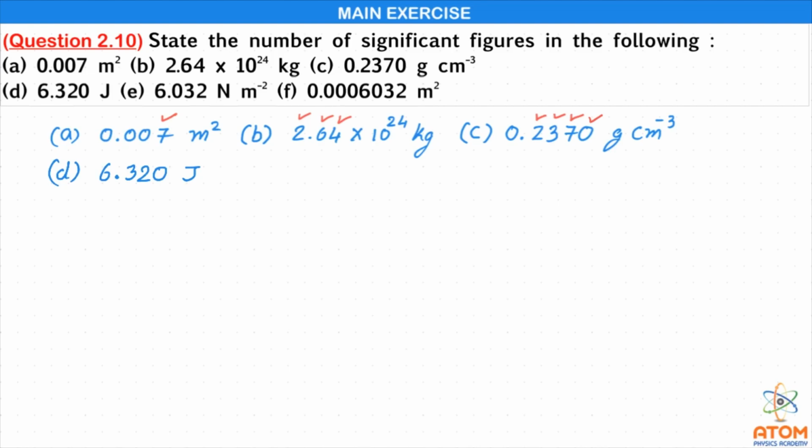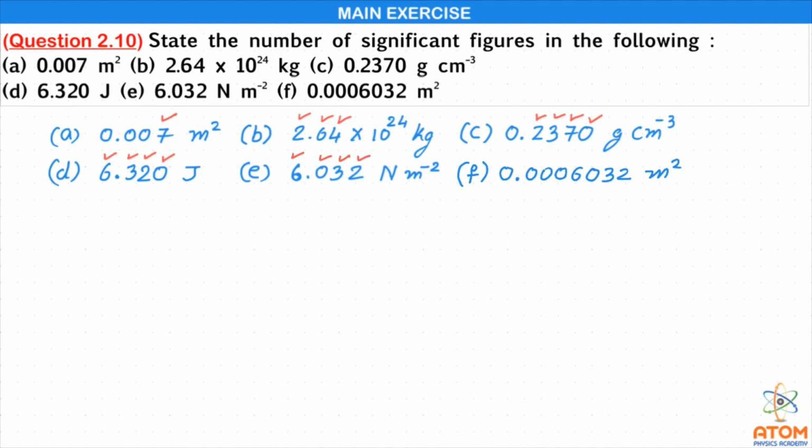Now D, that is 6.320. Here obviously 6, 3, 2, all are non-zero, that's why they are significant. And this 0 is a trailing 0 in a number having decimal point. That's why that is also significant. Now E, that is 6.032 Newton per meter square. Here all these 6, 0, 3 and 2 are significant because this 0 is a 0 between non-zeros. That's why it is considered as significant.